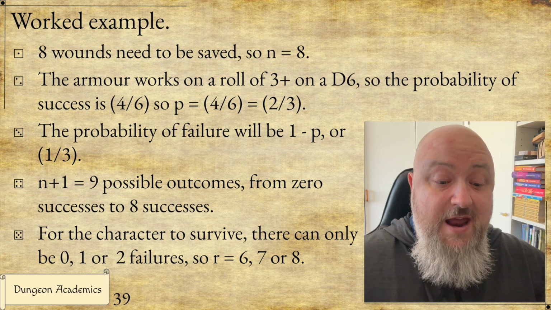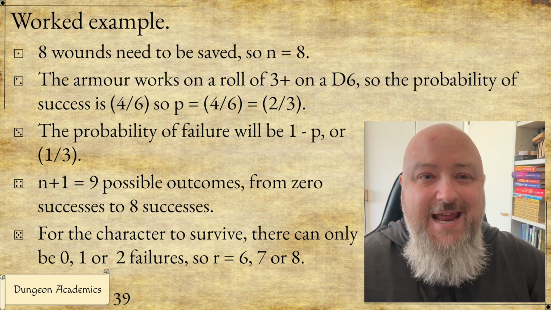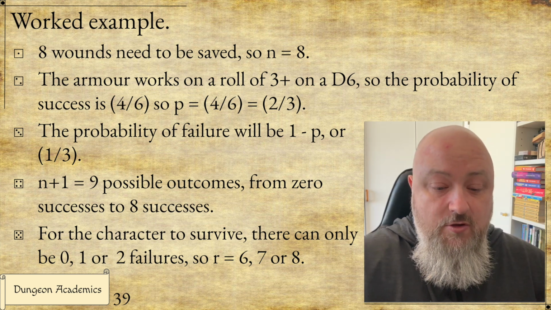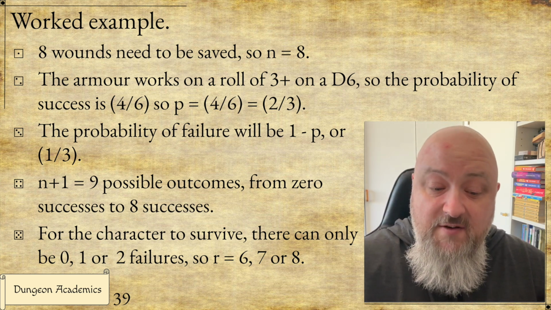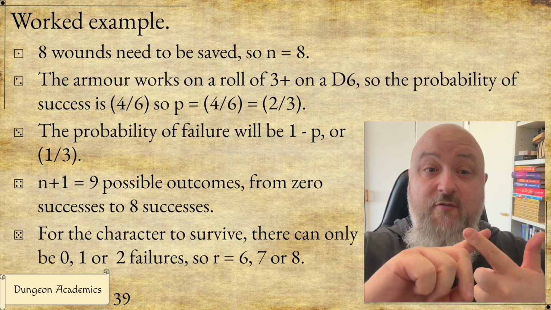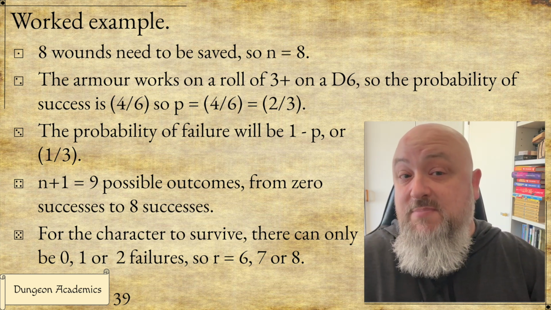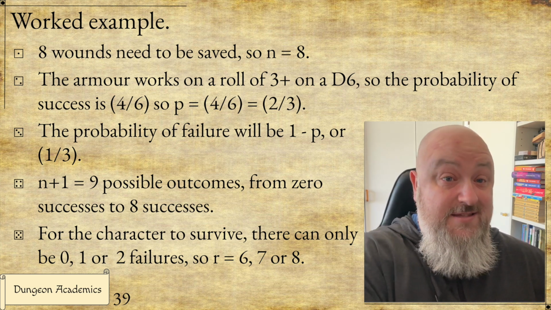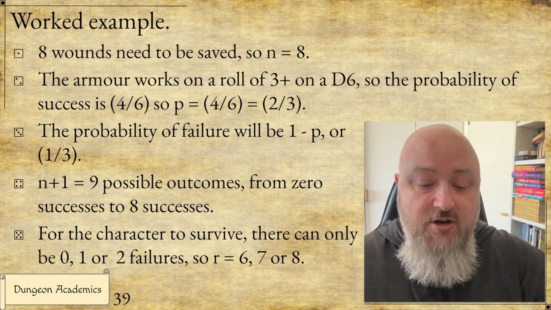So, there are 8 events here. The number of wounds to be saved is 8. We can set n equals 8. The armour protects her on the roll of 3+ on a d6. So the probability of a successful event is 4 in 6. A 3, a 4, a 5, or a 6 are considered success. That's 4 in 6. We can simplify that to 2 in 3. The probability of a failure is therefore 1 in 3. 2/3 chance of success, 1/3 chance of failure.